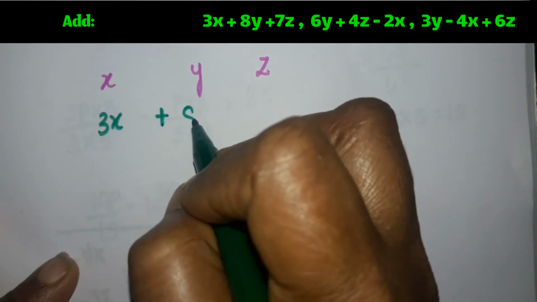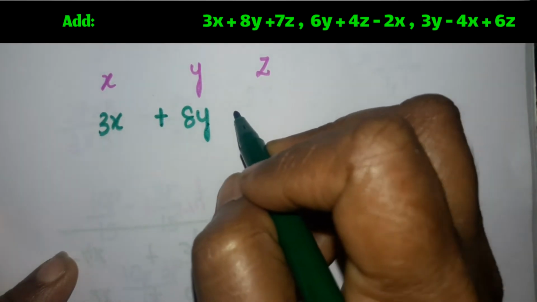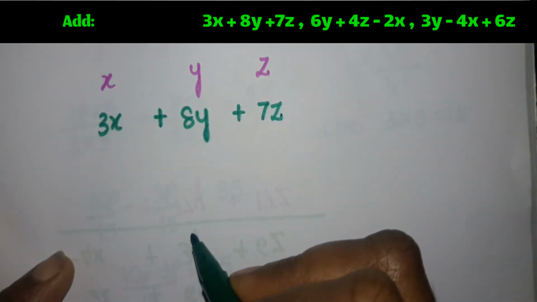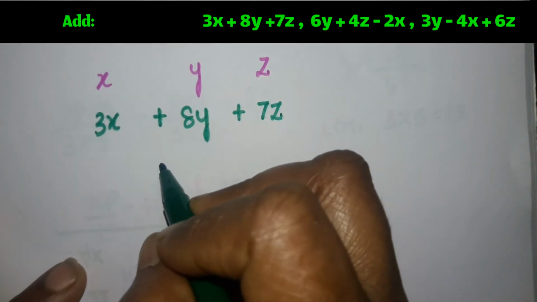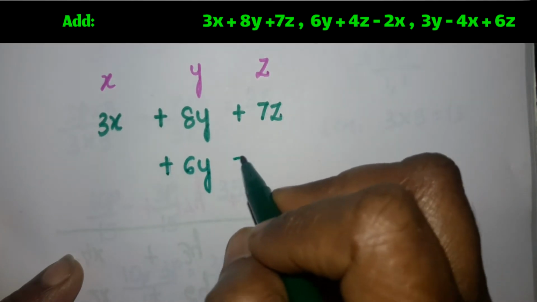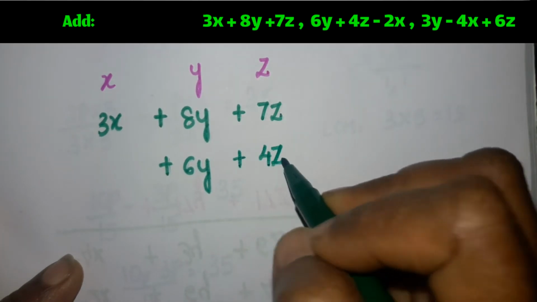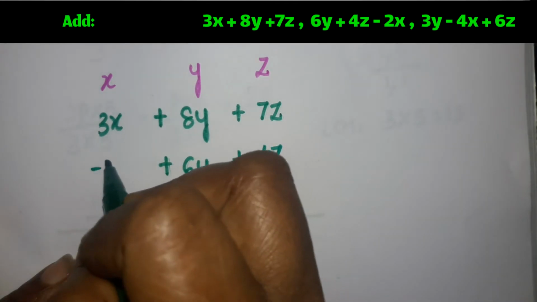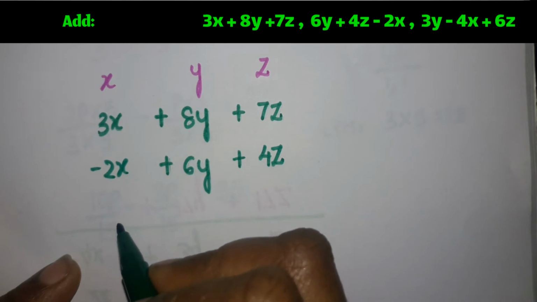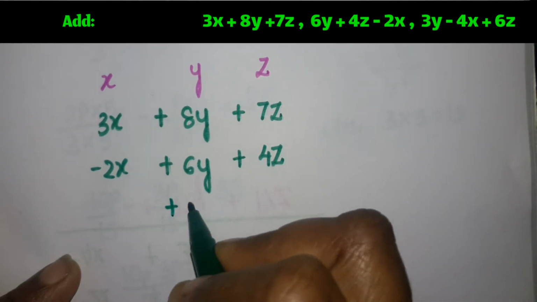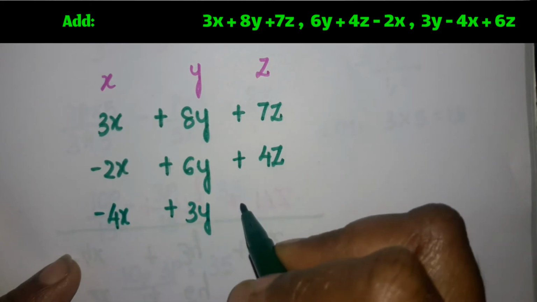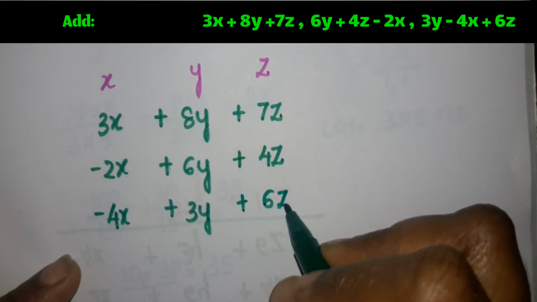plus 8y plus 7z and my second equation says 6y. So under y column we are going to put plus 6y, plus 4z under z column and minus 2x under x column. Now my third equation is 3y. So it is plus 3y minus 4x plus 6z.